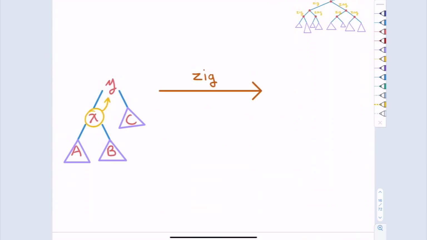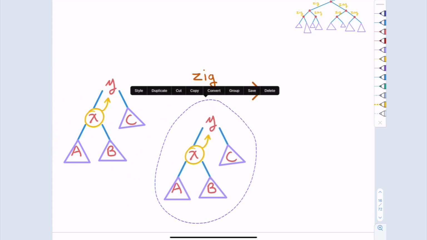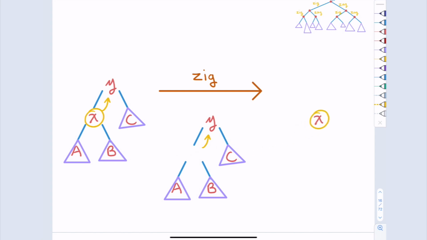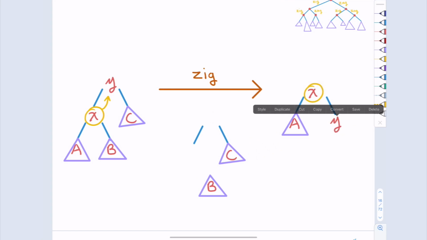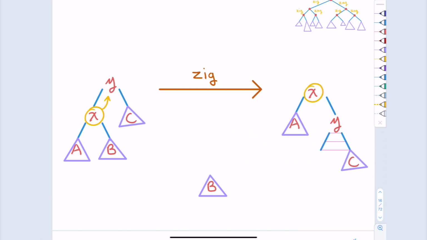I don't know if this is boring yet, but I left one more blank. Zig is just rotating one vertex up, so this would only happen close to the root. If I first put X at the root, how might I decorate everything around that? A would be to the left of X, Y would be to the right, C would be to the right of Y, and B would be to the left of Y. So again, with each of these rotation directives, there's really only one way to rebuild the tree.